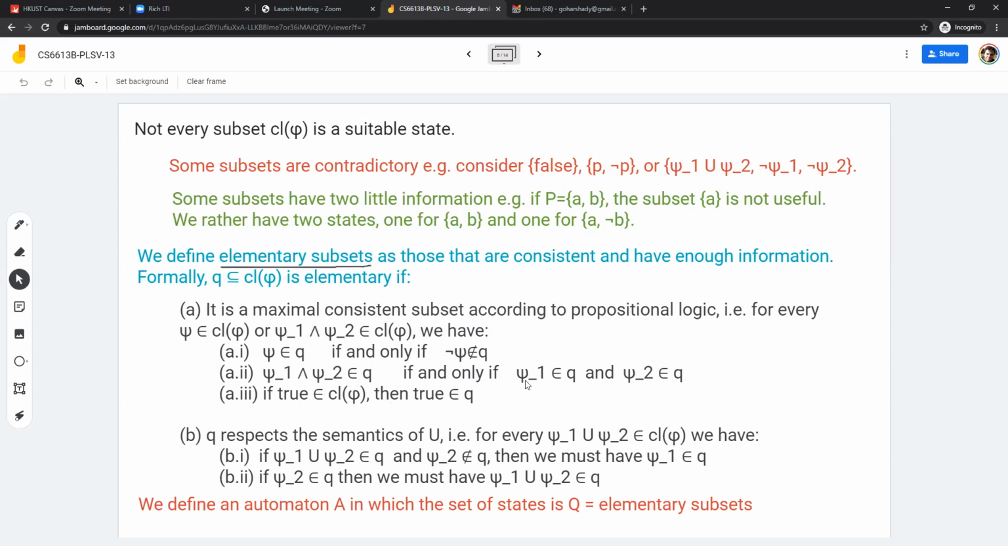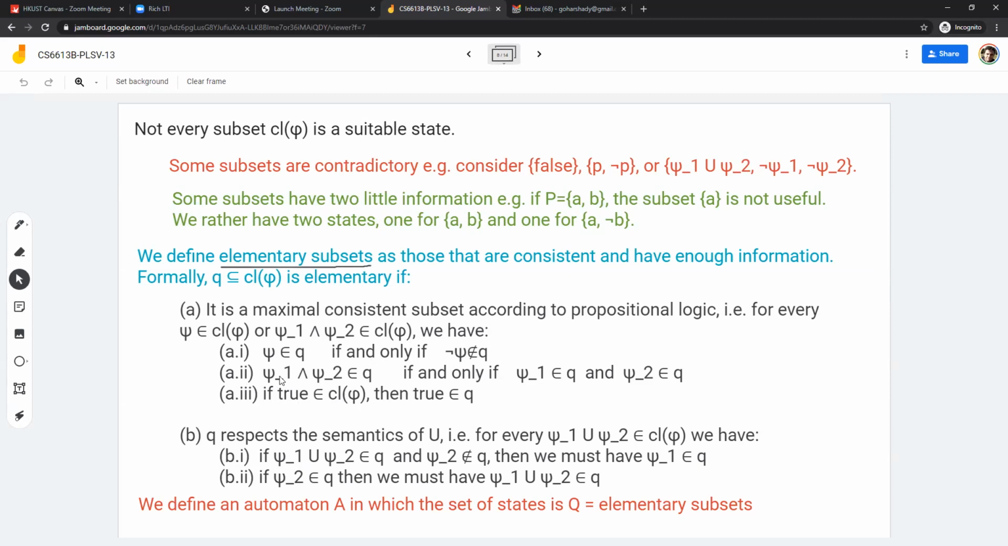And also, if you have psi1 and psi2, then you should put their and in there as well. And another thing, well, this one didn't really happen in our examples, is that if you have true in your formulas, then true should appear everywhere in every one of your elementary sets, because true is always true. Okay, so true always holds.